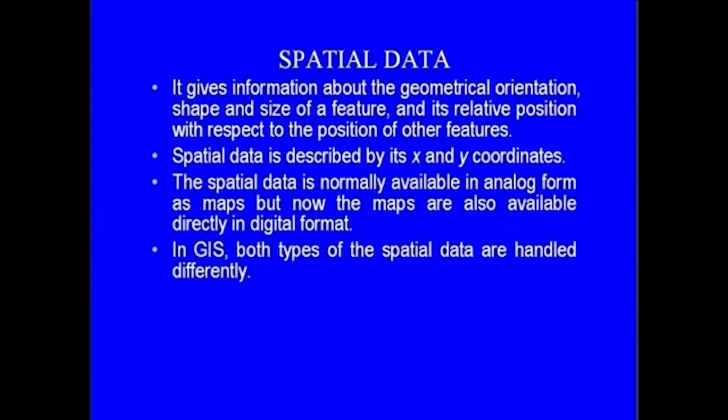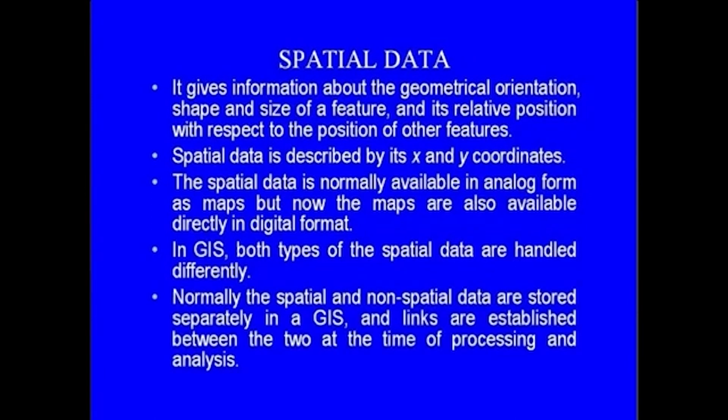The spatial data is normally available in analog form as maps, but now these maps are also available directly in digital format. In GIS, both types of spatial data are handled differently. Normally, the spatial and non-spatial data are stored separately in a GIS and links are established at the time of processing and analysis.